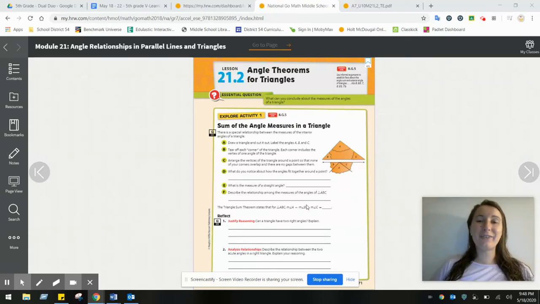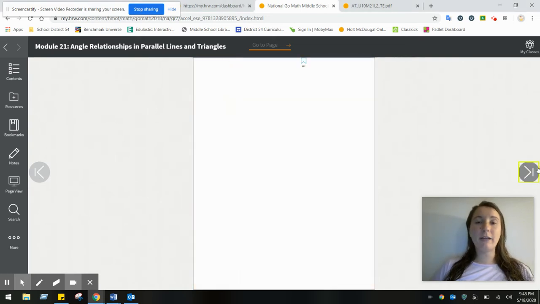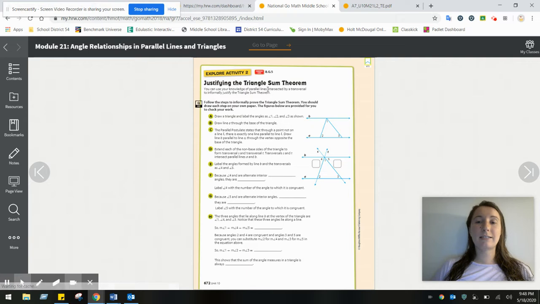All right, hopefully you finished up the Explore activity for 21.2, angle theorems for triangles. What I hope you figured out was that the three angles in a triangle together make 180 degrees. There's a couple of theorems that go along with that. One of them is the triangle sum theorem. Now we'll turn the page.